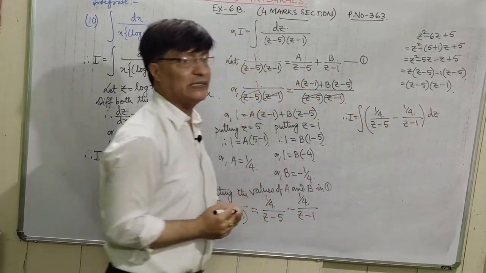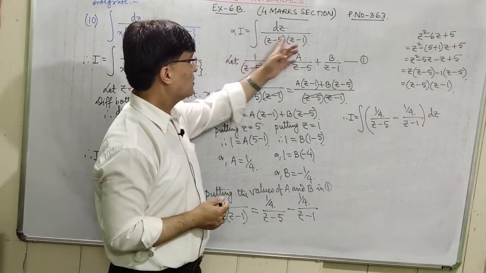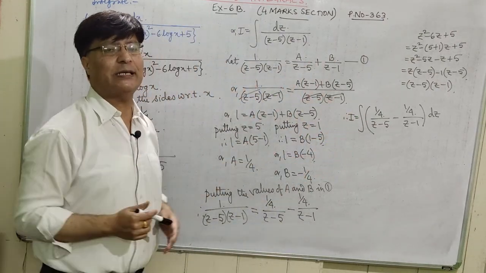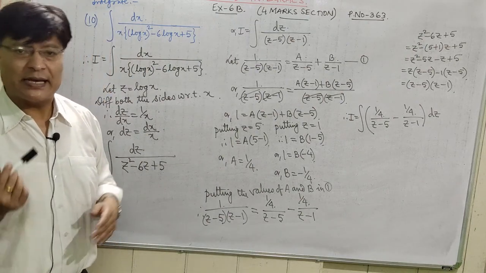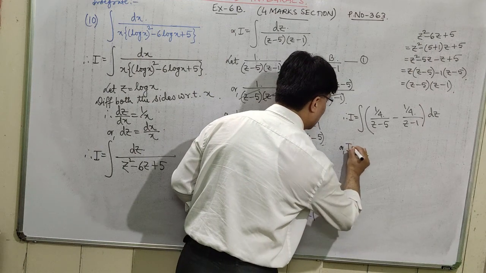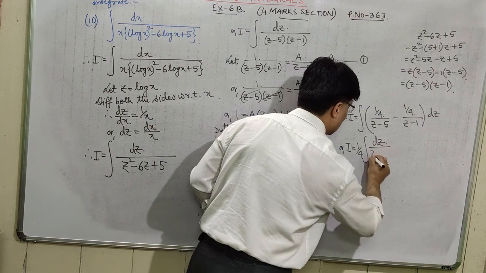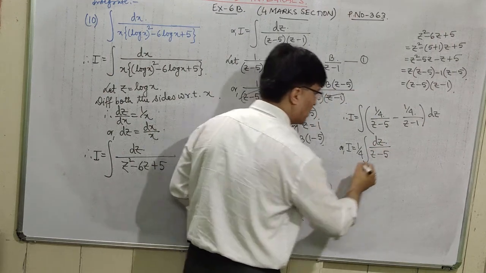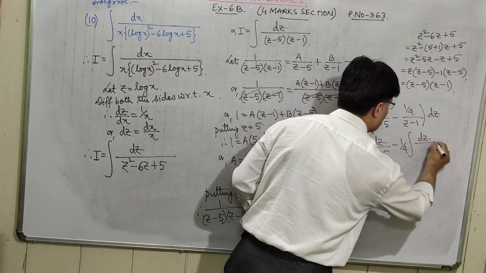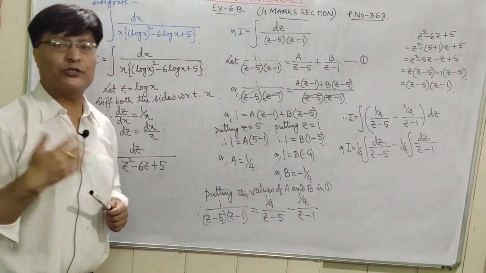Then what do we write here? dz. Now we can easily separate this term, isn't it? For a product, we cannot separate the term. For the difference or the summation, you can easily separate the integral sign and dz, and then you can easily integrate them. So I is equal to 1/4 integration of dz divided by z minus 5, minus 1/4 integration of dz divided by z minus 1. So I think you have understood it.